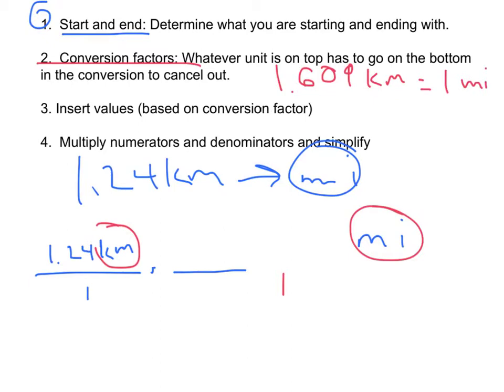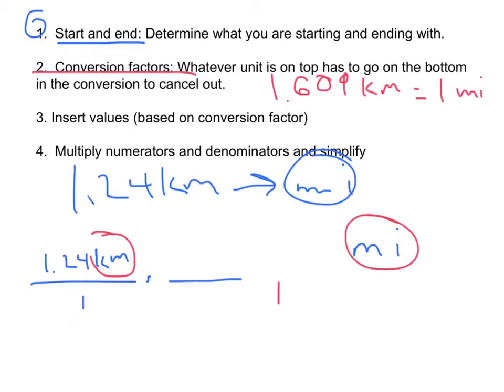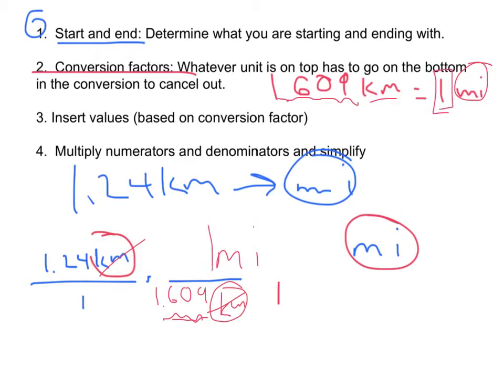So now we have to insert based on our units. Based on our units, we know kilometers have to go on the bottom so that they can cancel out with kilometers up there. And the other half of the unit conversion is miles. So mile would be our numerator. And then you just fill in. Whatever number goes in front of kilometers in your conversion factor goes in front of kilometers in the fraction, or 1.609. And whatever number goes in front of miles goes in front of miles up here, or 1 mile.